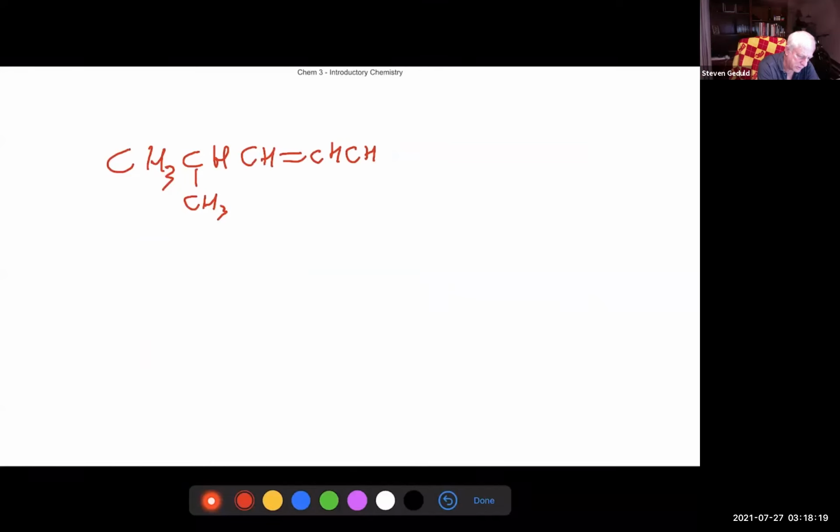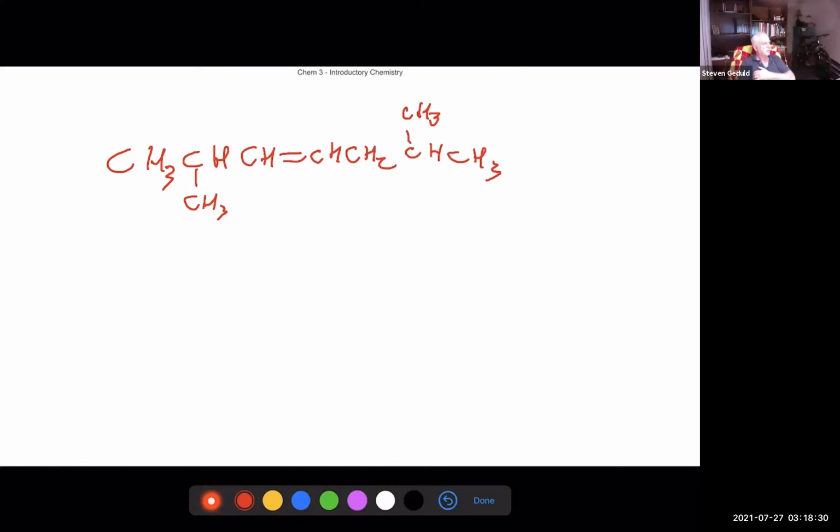Okay, because they give you CH3, CH, CH3, CH, double bond, CH, CH2, C, CH3, H. That's what they give you. And it says draw the complete structural formula. I guess I just want it written out.